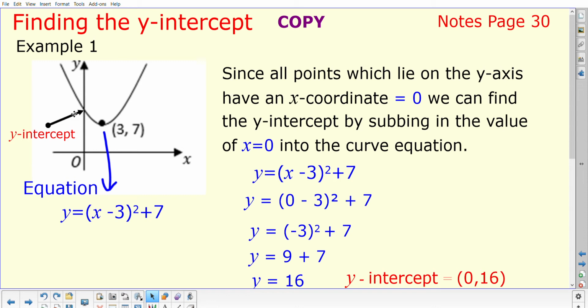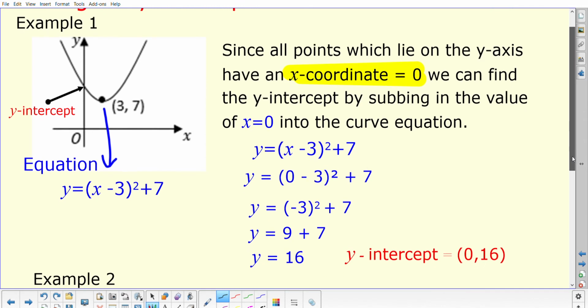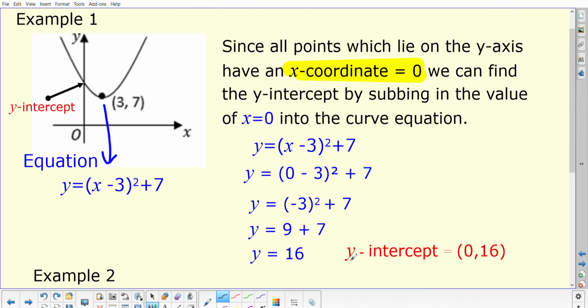Y-axis intercept is a point which lies on the y-axis, and actually any point that lies on the y-axis is going to have x coordinate equal to 0. So one of the key things here is that if that's something you can remember, points on the y-axis all have x coordinate equal to 0. So basically, if you know the equation of the curve, you can sub in to that equation, replace the x with the 0, and work out a value for y, and that value for y will be your y-intercept.